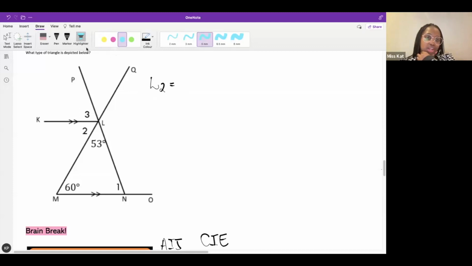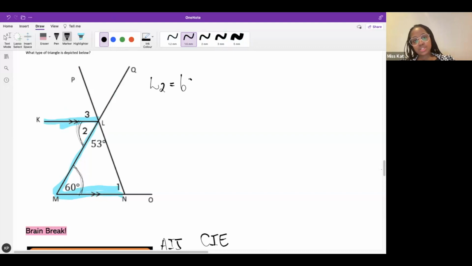Okay. Which N are you seeing? Let's do that. I'm seeing this one. Can you see it? Yes, ma'am. So which angles are actually equal? It is the L2 and the 60. Can you see? Yes, ma'am. So L2 is 60 degrees. Do you know my reason?